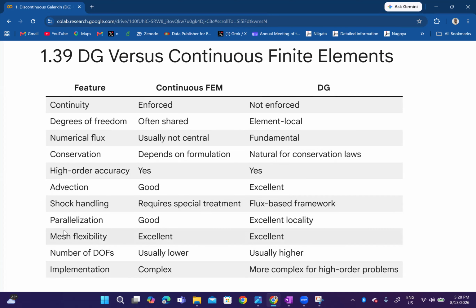Then for mesh flexibility, it is excellent in both cases. The number of degrees of freedom is usually lower here, but it is higher here because every element can have its own degree of freedom. Then implementation is complex for continuous finite element method, but it is more complex for higher order problems in discontinuous Galerkin. So these are some comparisons like that.